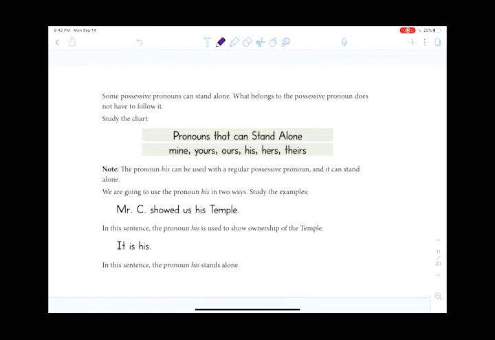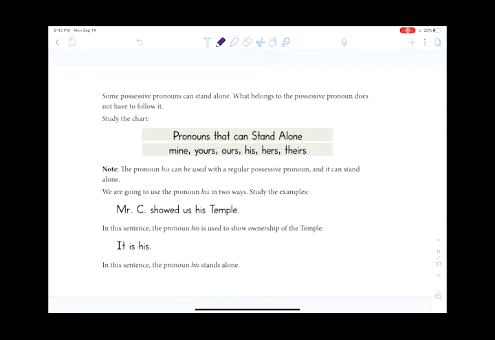Mr. C showed us his temple. The temple belongs to Mr. C. It shows his ownership of the temple. Next, it is his. In this sentence, the pronoun his stands alone and signifies that the regular pronoun it belongs to him.